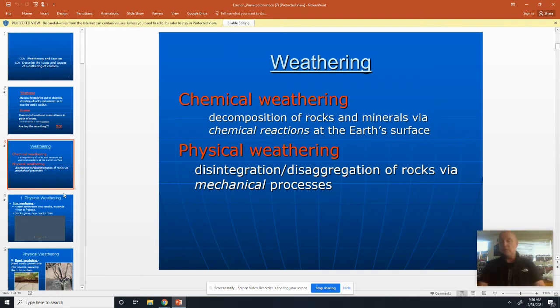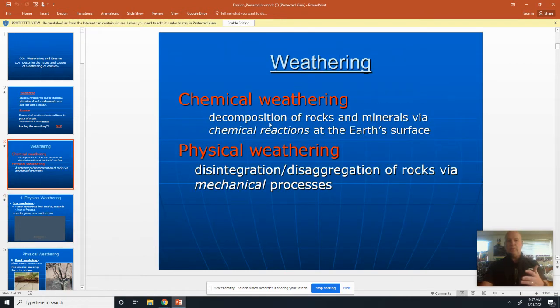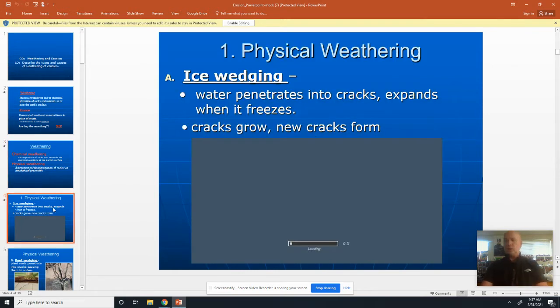You have different types of erosion. As you'll learn, I teach 5 types of erosion. All erosions can fall into these 5 categories. Water is the main engine for all of them. So physical weathering, make sure you know the difference between physical and chemical. Physical is the disintegration or disaggregation of rocks via mechanical processes, where chemical is actually breaking down the chemical structure of whatever material it is.